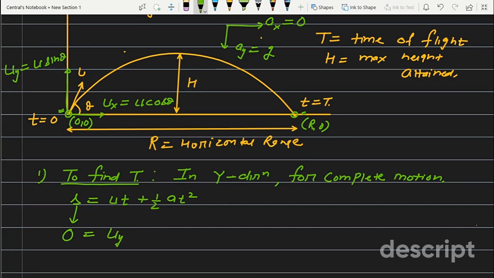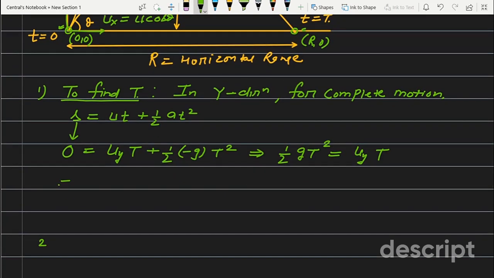Instead of u, we will take uy, capital T, plus half minus g into t square. Sir, why minus g? Because in motion under gravity it is advised that you take one direction as positive, upward or downward, and the opposite direction will be negative. So while solving you will get half g t square equal to uy into t. That means t is equal to 2uy by g. T is equal to 2uy by g.